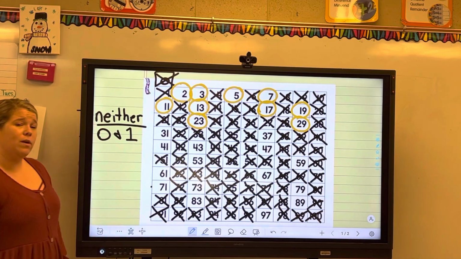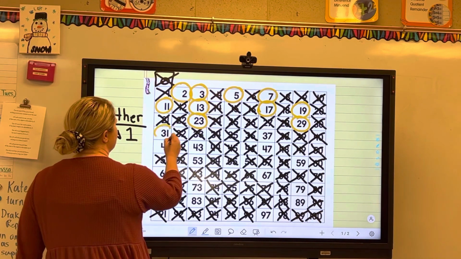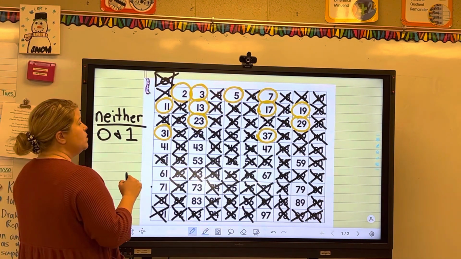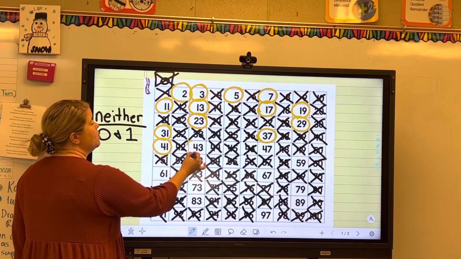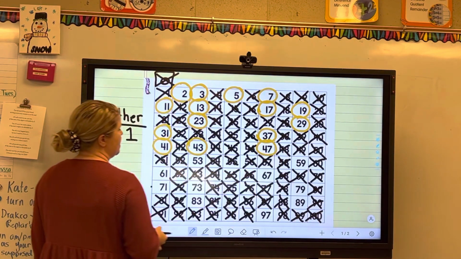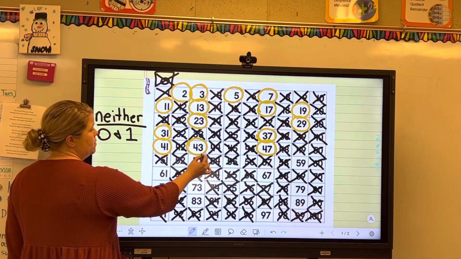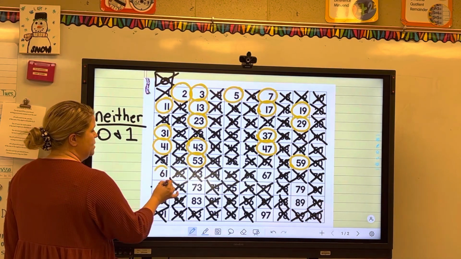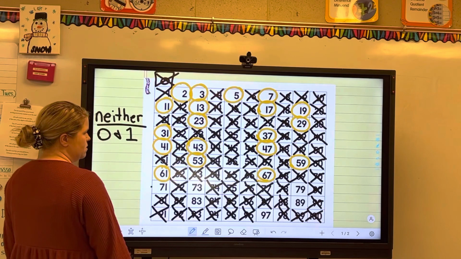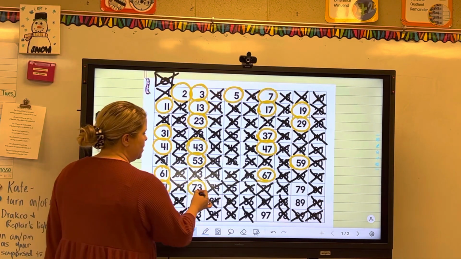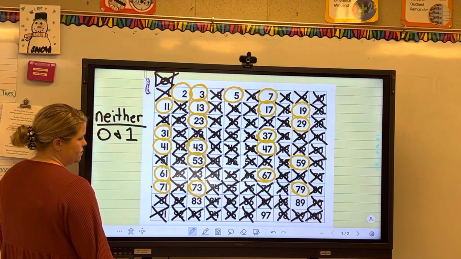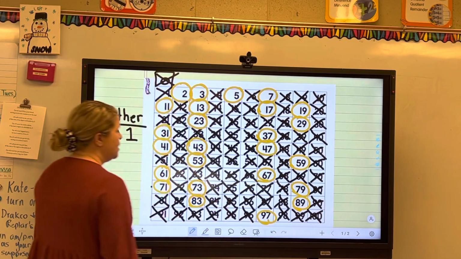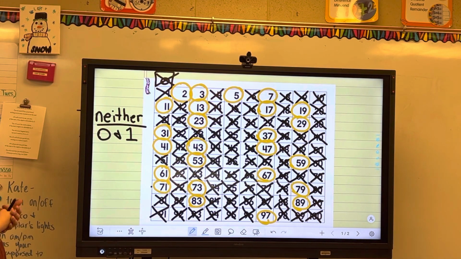Now, stay with me on this because if you didn't mark one off, you need to catch that. 31 and 37. Yes, we're circling everything else that's left, but double check and make sure you have the same thing circled as me. Then 41, 43, 47. Then 53, 59. Then 61, 67. Then 71, 73, 79. 83, 89, 97. So if you count your circles, you should have 25 circles.